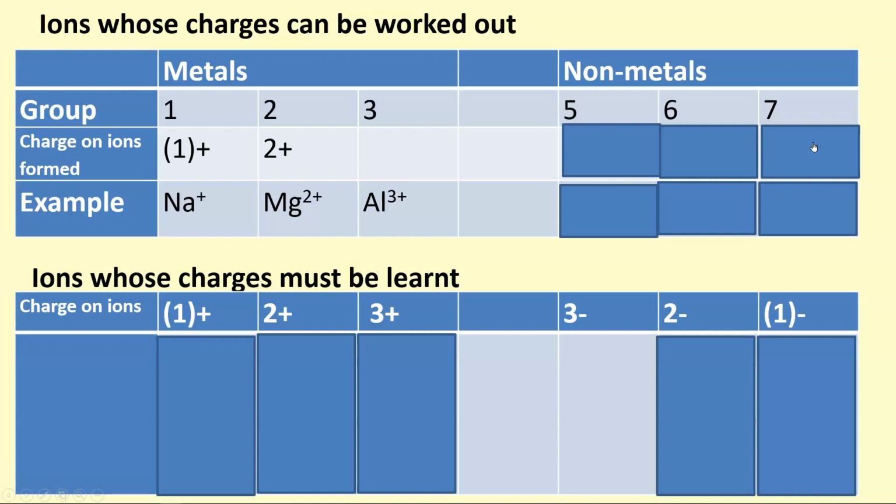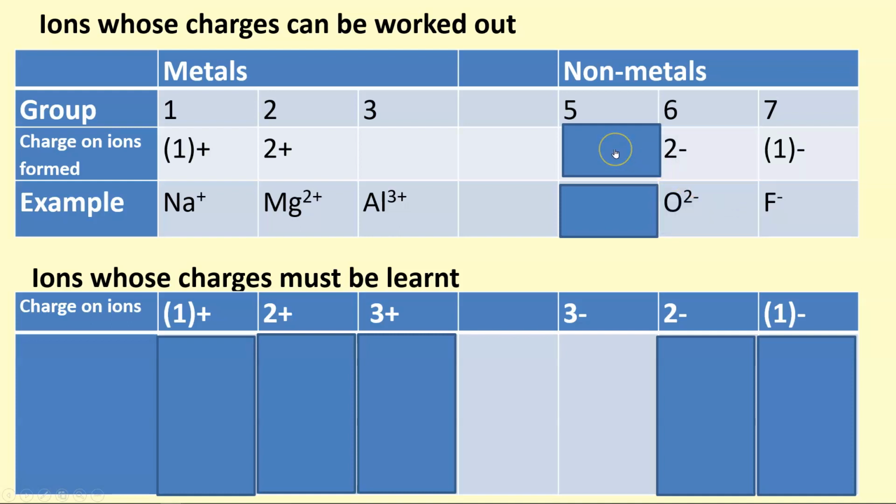If we start with group 7 non-metals, they've got 7 electrons in their outer shell, and to obtain a full outer shell they will need to gain 1 electron, so they will form -1 ions. Group 7 is the halogens, so we could have fluoride, chloride, bromide or iodide. Group 6 has 6 electrons in the outer shell, and to form a full outer shell it will need to gain 2 electrons, so for example we might have O2-. Group 5 has 5 electrons in the outer shell, and to obtain a full outer shell it will need to gain 3 electrons to form a 3- ion, so for example N3-.